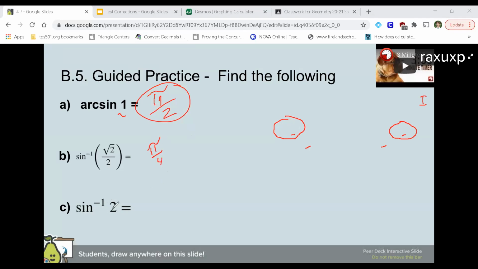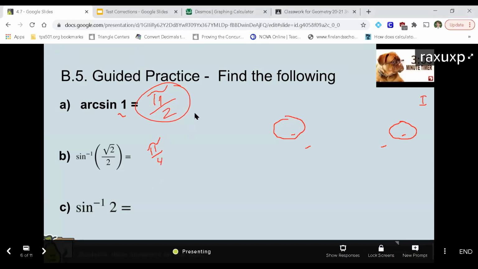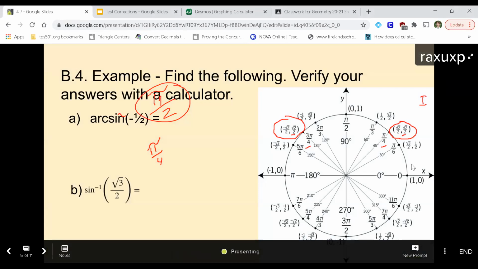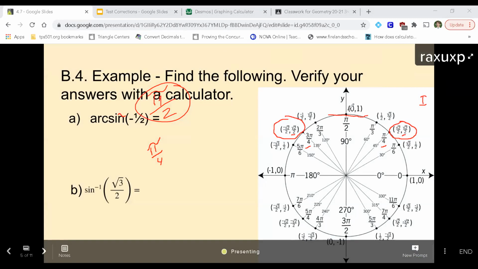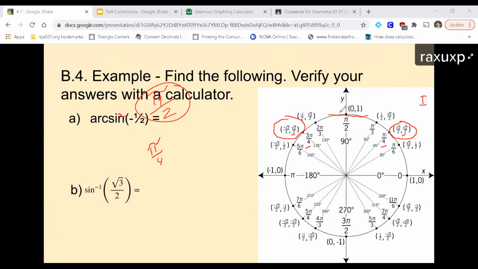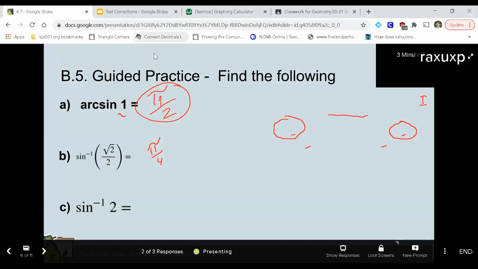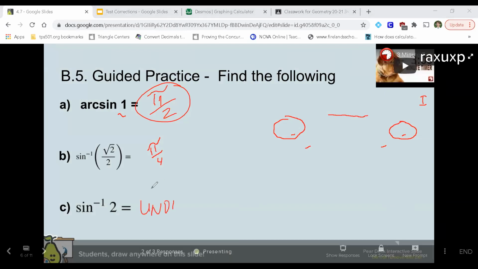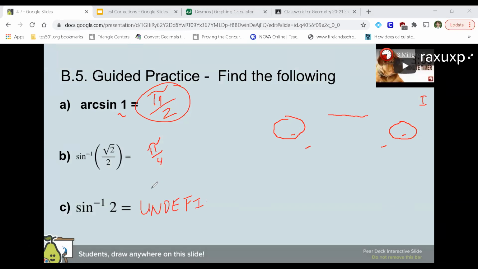All right, last one. What about 2? Where on the unit circle is our y value 2? Well, never. The highest y value is 1, right? So the answer to C is undefined. That is not in the domain. Remember, the domain is between negative 1 and 1.